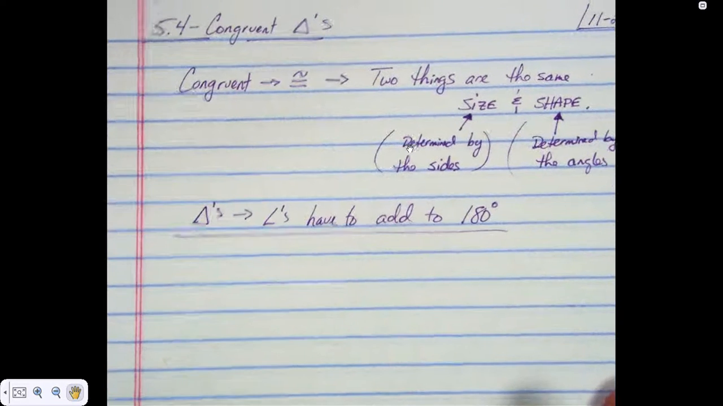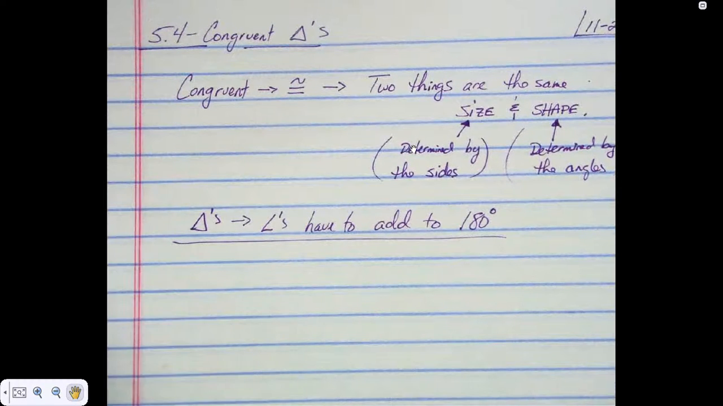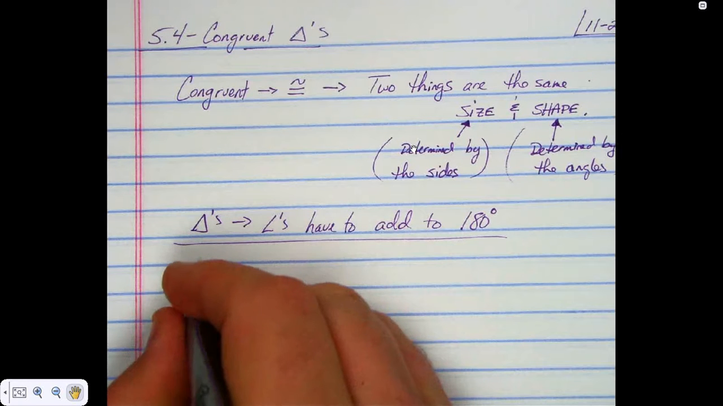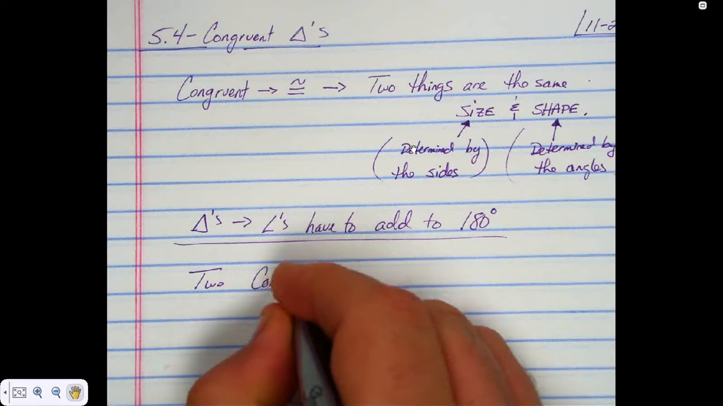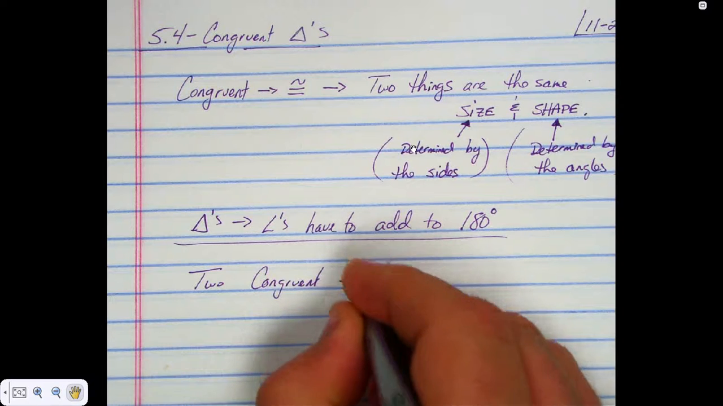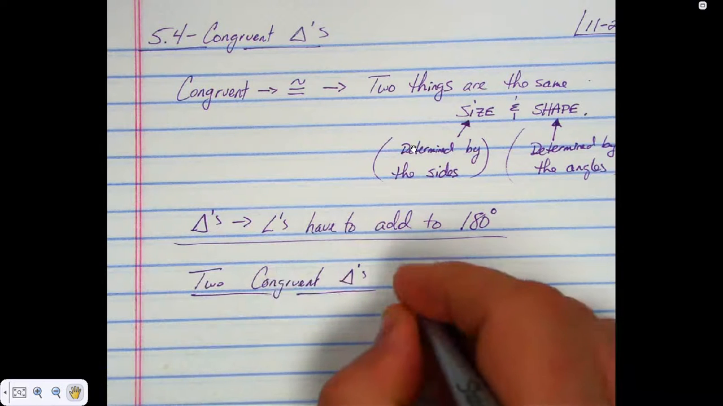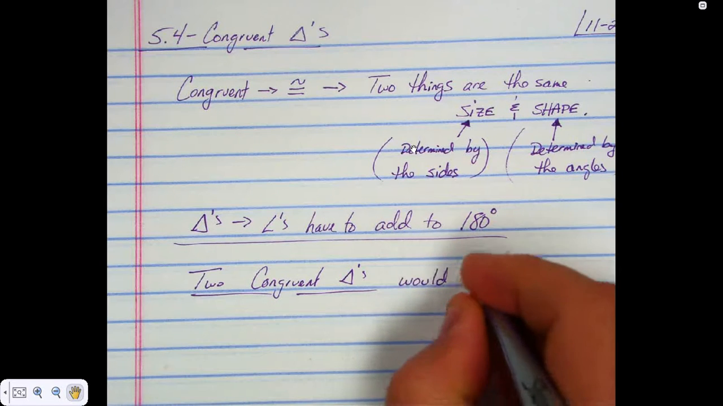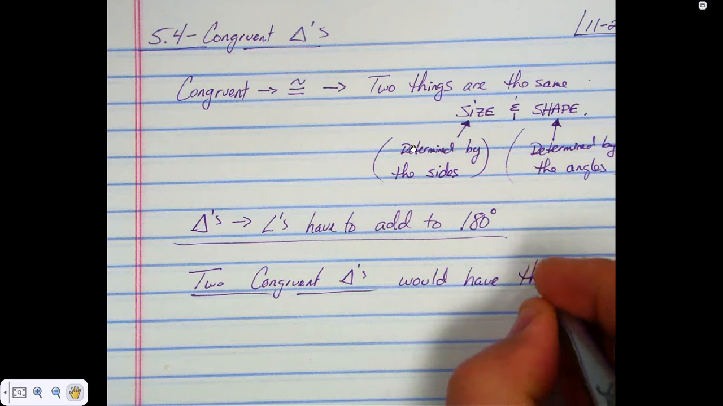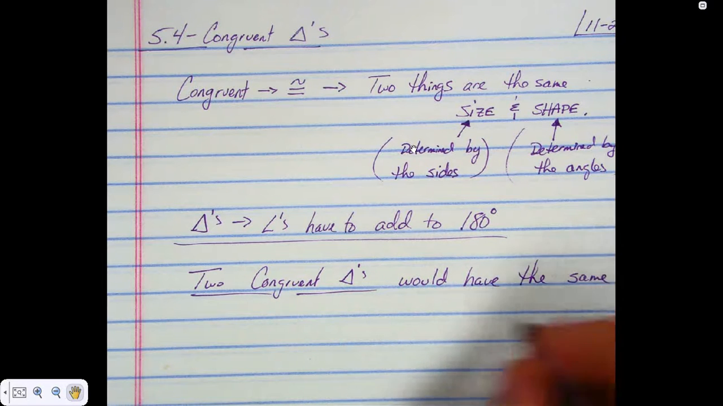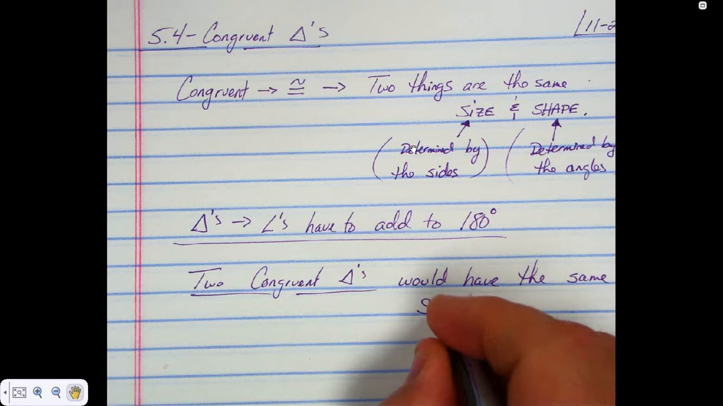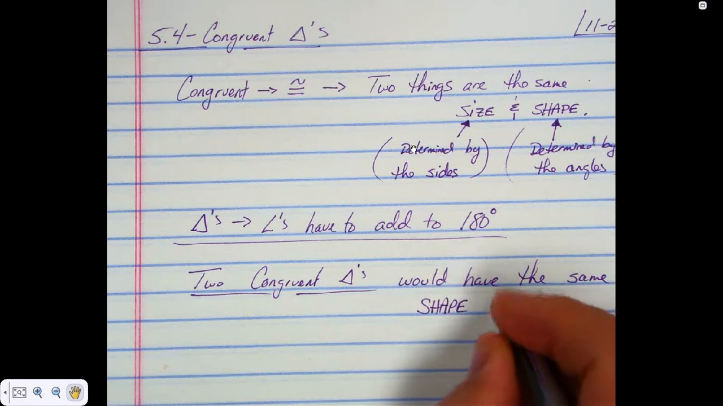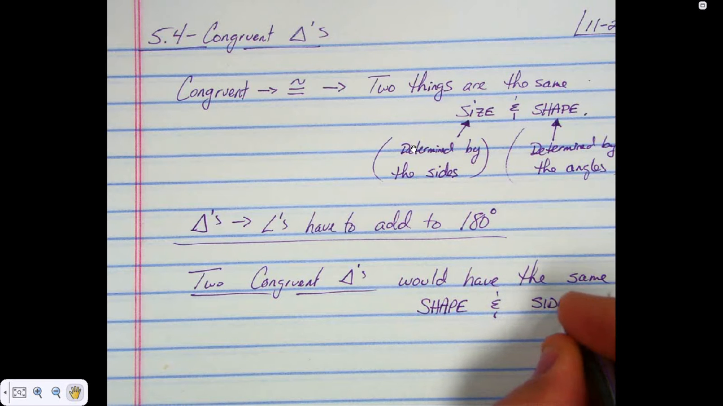And the reason I wanted... So if I had two congruent triangles, two congruent triangles would have the same what? The word congruent means what? Shape and size. Because that's what makes something congruent.